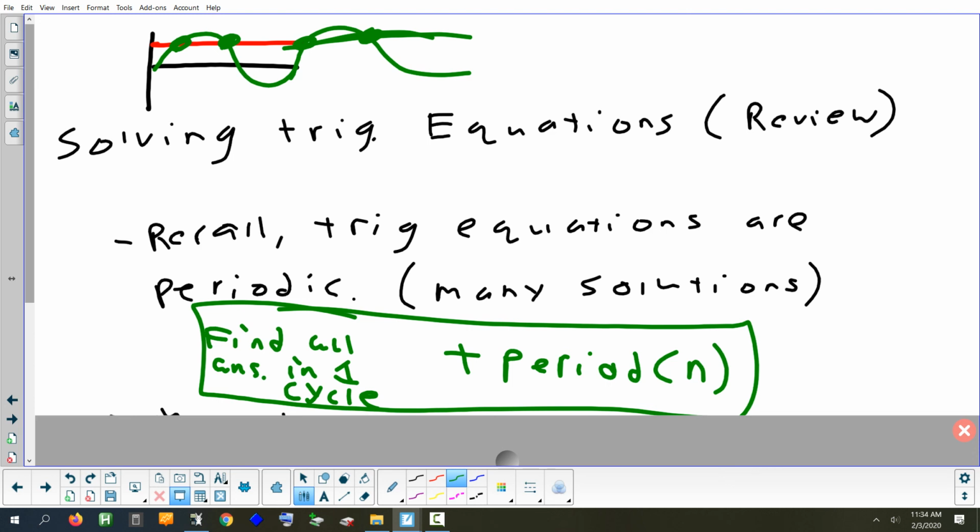Now, does anybody remember for basic sine and cosine, what's the period of sine? Yep. So the period of tangent is pi, which is 2 pi over 2. But the regular period of sine and cosine is just 2 pi. Okay, just 2 pi.